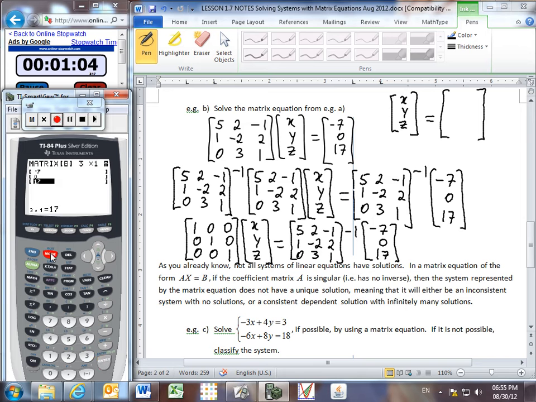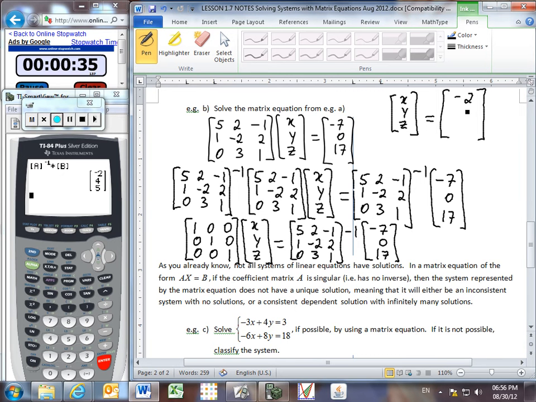And now let's quit. And I want to take the inverse of the matrix named A. So let's call up matrix A, the matrix named A. And I'll put a -1 beside it, so I'm calling up the inverse of A. And I'll multiply it by the matrix that is named B. And I get my answer. So x, y, z is equal to -2, 4, 5.